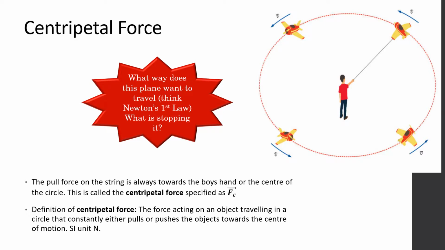The definition of centripetal force is the force acting on an object travelling in a circle that constantly either pulls or pushes the object towards the centre of motion, and its unit obviously is newtons.